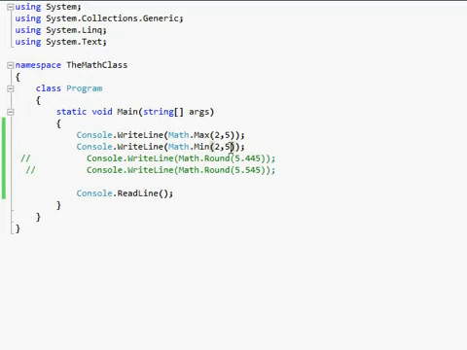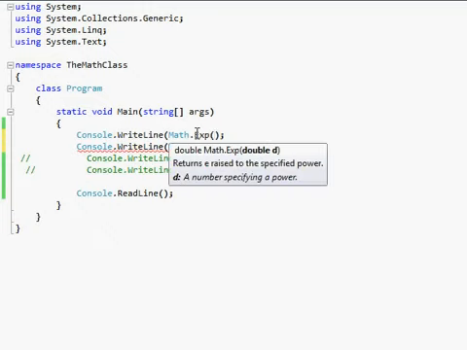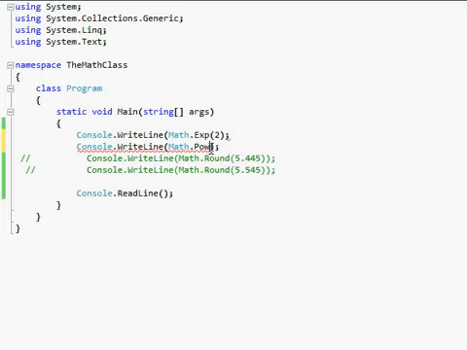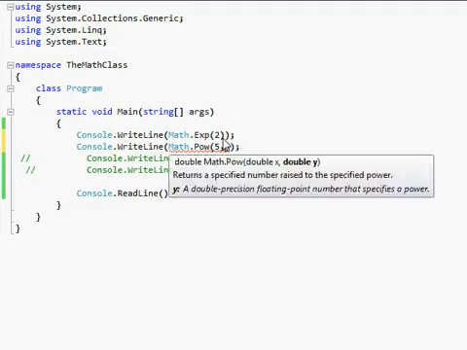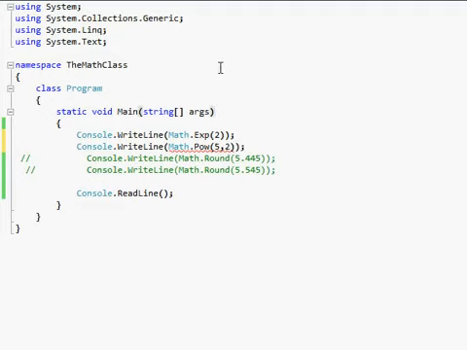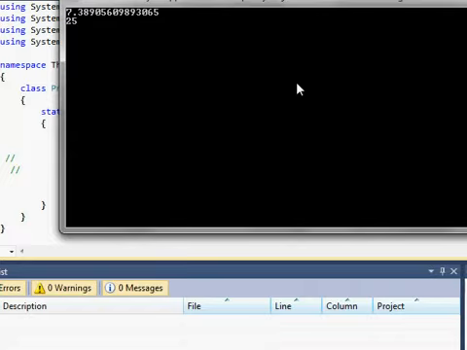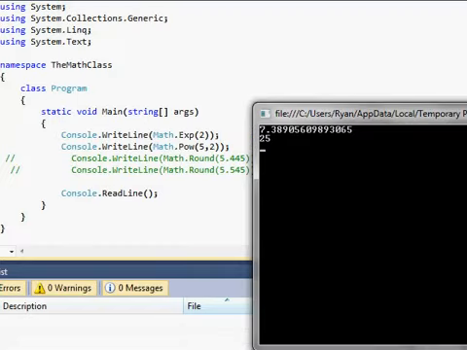Power and exponent. Math.Pow, which I actually showed you in the previous video, I believe. Let's do Math.Exp. Let's just do squared. And then that should be that. And then this is going to be like 5 comma 2. So it prints out 25 because it's 5 squared.